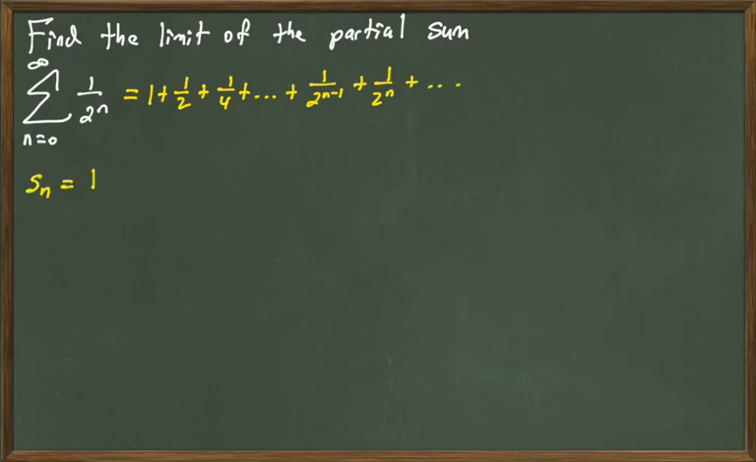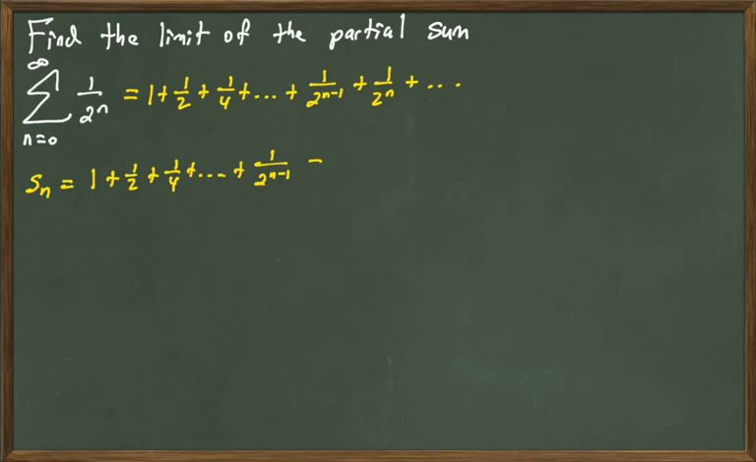So S of n, that's going to be the first n terms. So we are starting at 0, so that's going to be 1 plus 1/2 plus 1/4, all the way out to 1 over 2 to the n minus 1. So from 0 to n minus 1, that's actually n terms. So you got to be a little bit careful there.